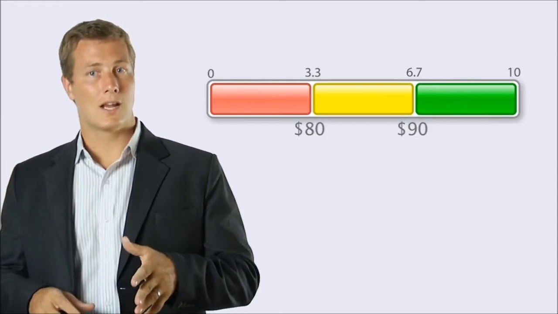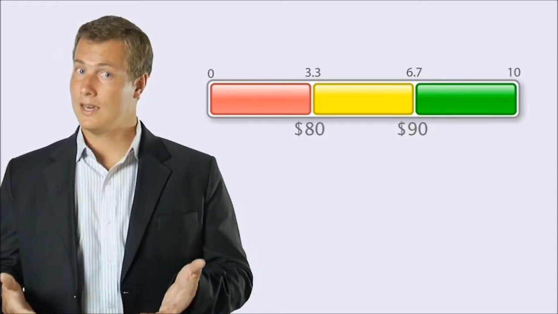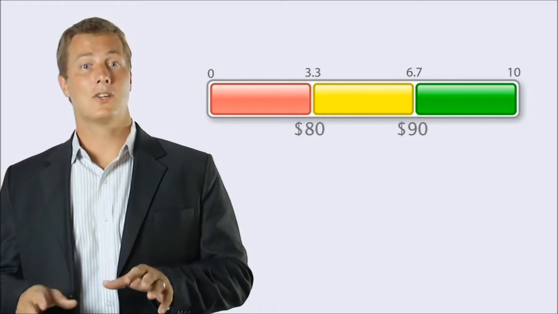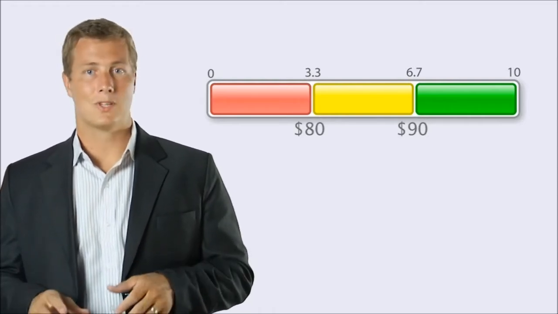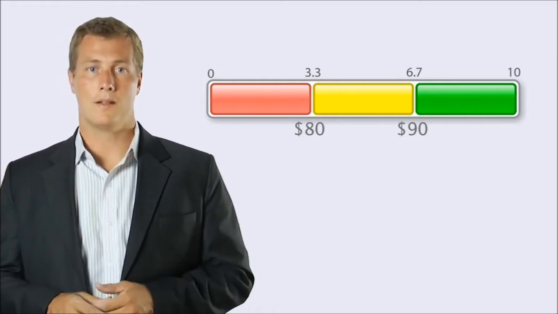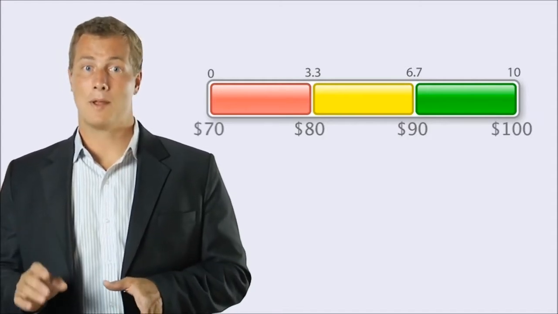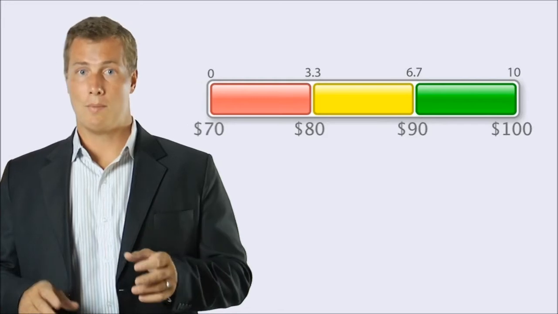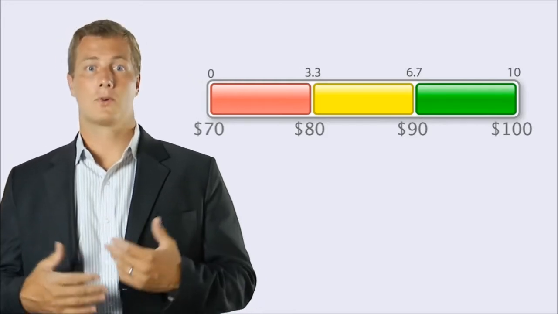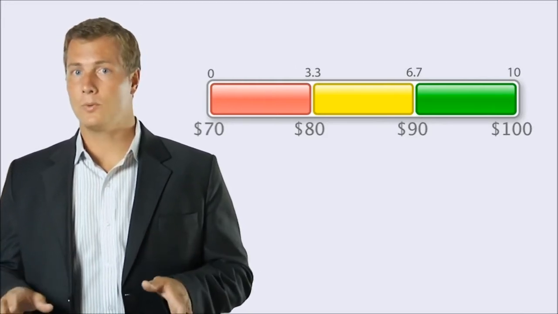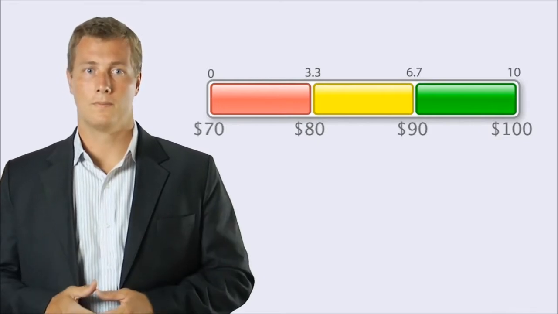Now the software has all the information it needs to build your metric. It sees that the yellow section spans from 80 to 90, which is $10. And since each section is the same size, it also knows that the red and green sections are $10 as well. And there we have it. If I make less than $70, my metric will have a score of 0. If I make more than $100, my metric will have a score of 10. And anything in between will have a score somewhere in the middle too.